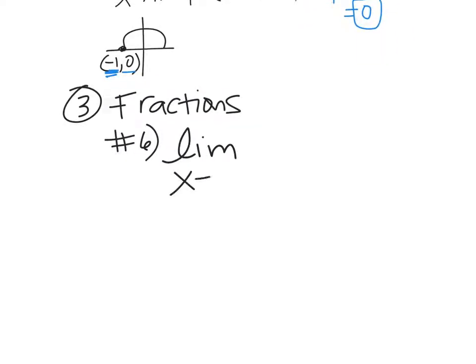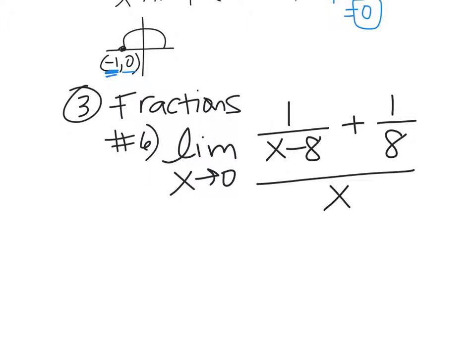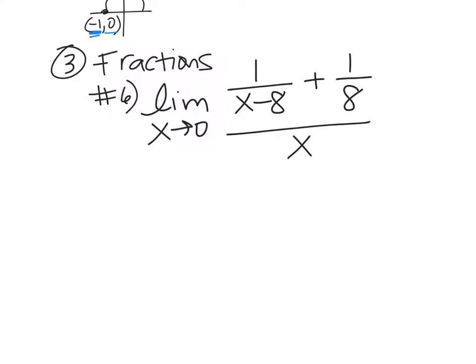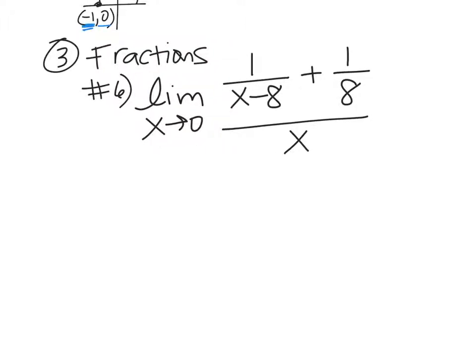Here we go. Limit as x goes to 0, 1 over x minus 8 plus 1 over 8 all over x. Okay. In Algebra 2, you did an entire chapter, it was chapter 9, on adding and subtracting and multiplying and dividing these rational functions. And it's a hard chapter. Every year it's hard. All right, so what we need to do with fractions is we need to combine them together into one fraction up top. So we need a common denominator, okay?